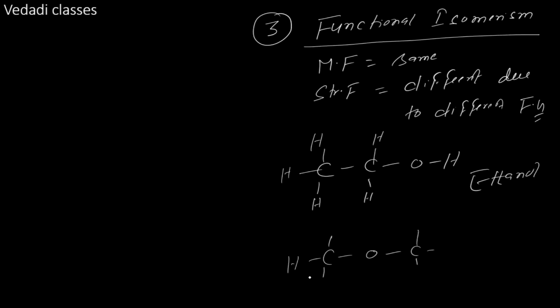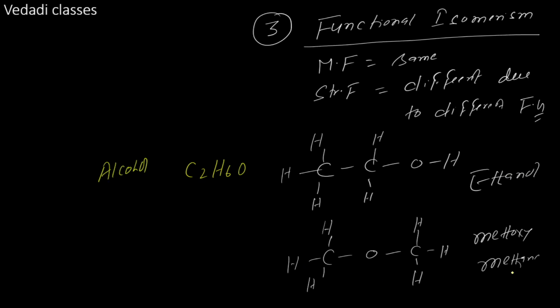this is methoxymethane. So let's check its molecular formula. First check the molecular formula of ethanol. It has 2 carbon, how many hydrogen? It has 6 hydrogen, and how many oxygen? 1 oxygen. Now, ethanol is an alcohol.